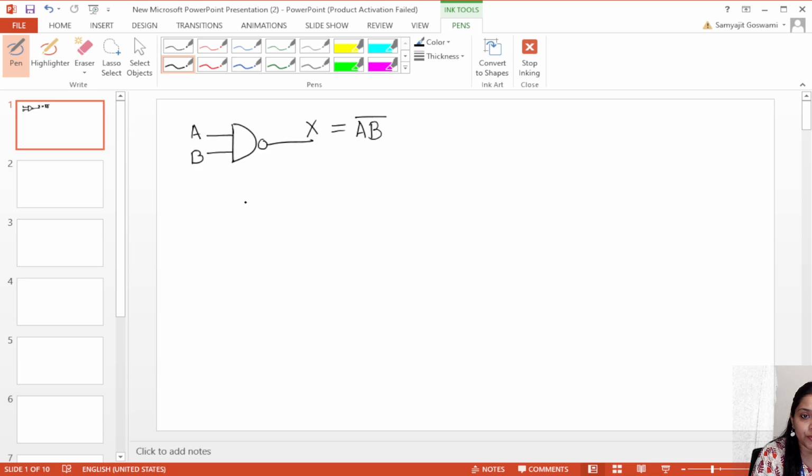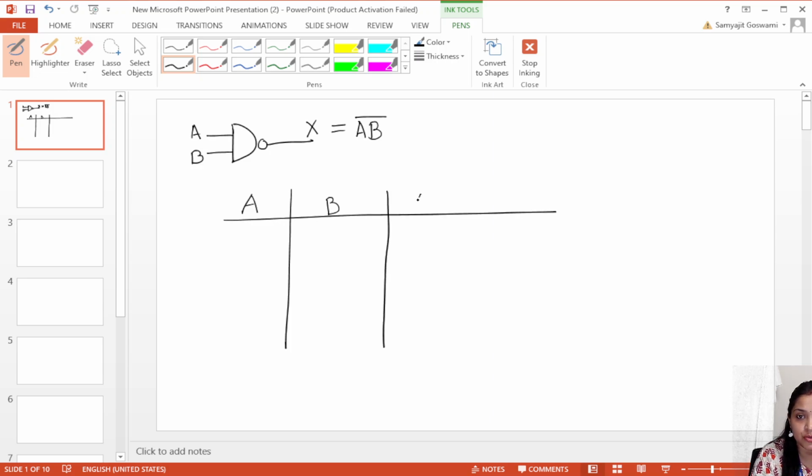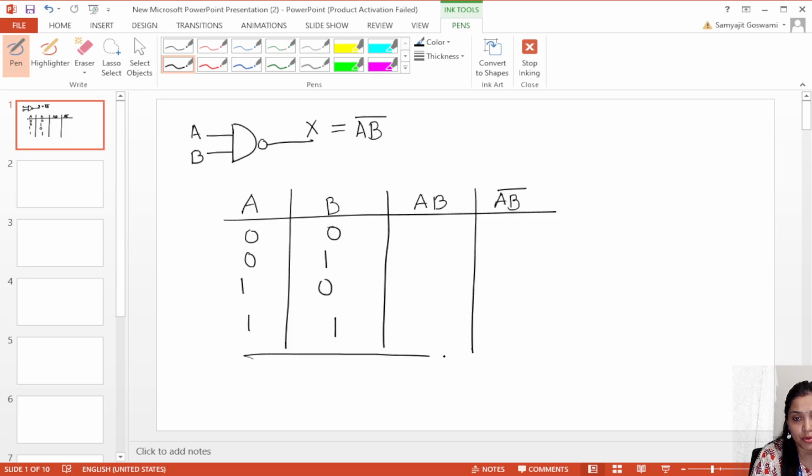Now what will happen if I take a truth table, A and B. First we will calculate AB, which is the AND operation. Then we will calculate AB bar. So I will take the combinations 0 0, 0 1, 1 0 and 1 1. These 4 combinations we will take everywhere. In the AND operation, 0 0 means 0, 0 1 means 0, 1 0 means 0, 1 1 means 1.